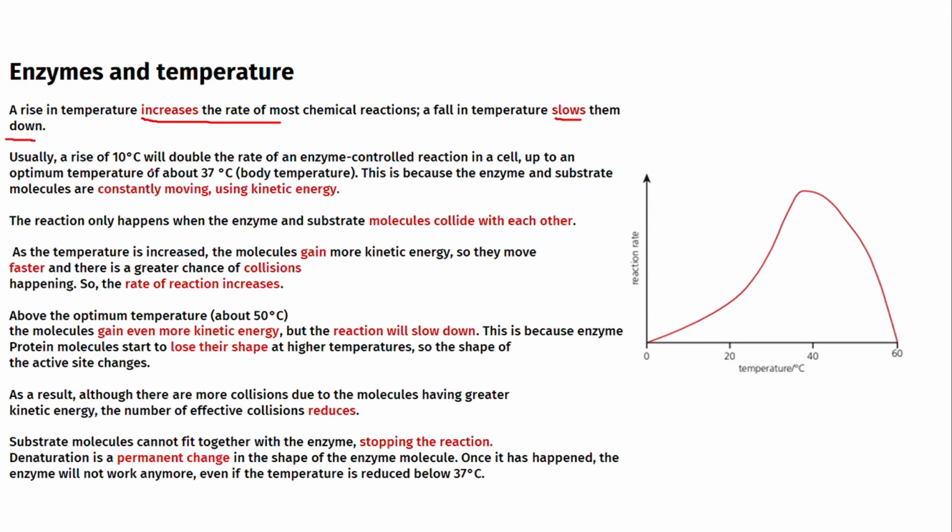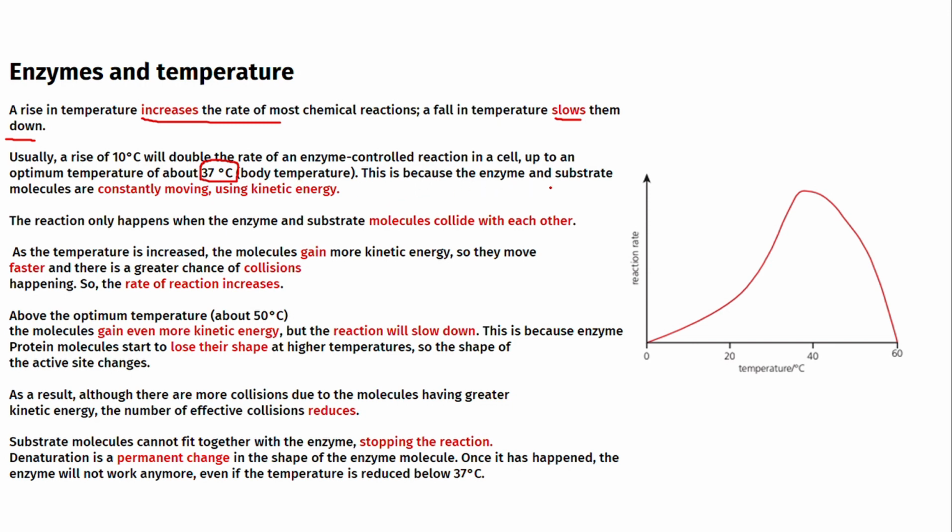Now, usually a rise of 10 Celsius will double the rate of an enzyme-controlled reaction in the cell, but the optimum temperature is about 37 Celsius. Now, 37 Celsius is like the body temperature, that's why it is the optimum temperature. Optimum temperature is the highest temperature before an enzyme would denature or would no longer work.